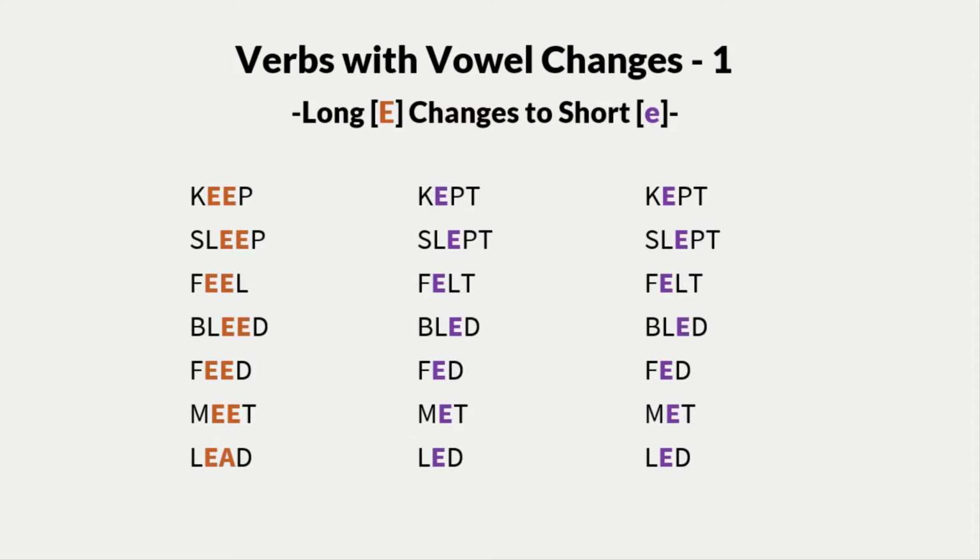Our first group, you can see that the long E changes to a short E. And we can also see that these long E's are usually double E. And the last one is EA. So keep, sleep, feel, bleed, feed, meet, lead.